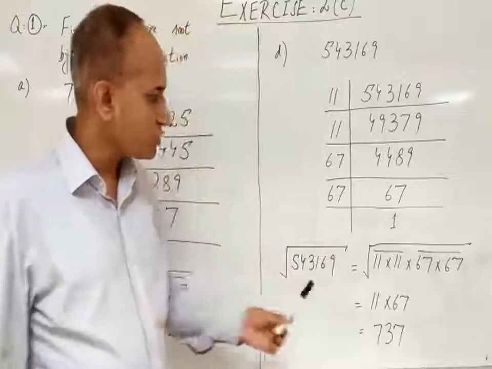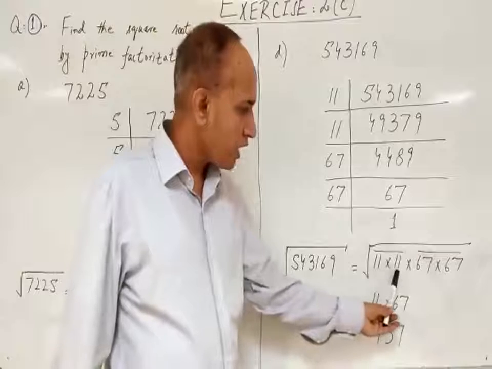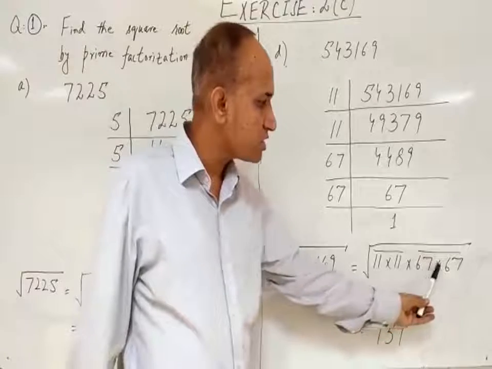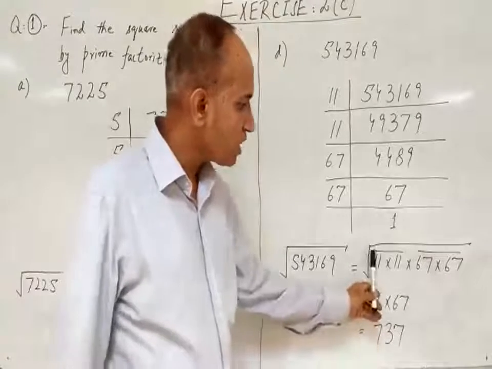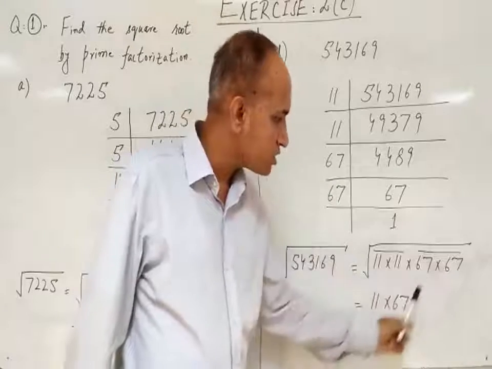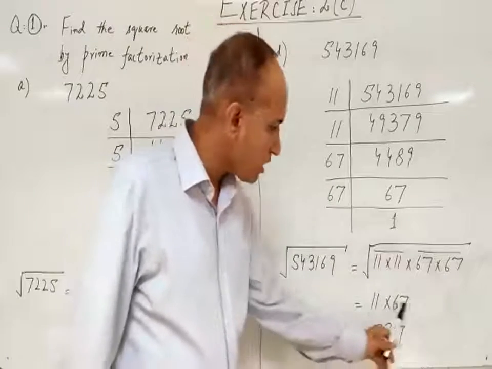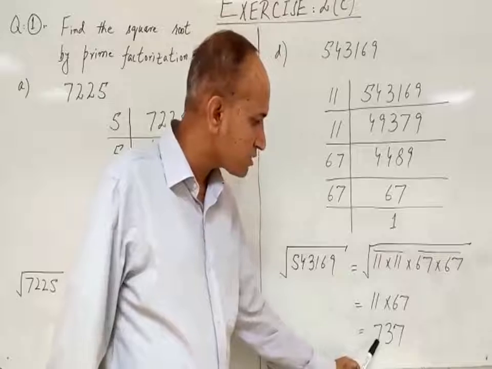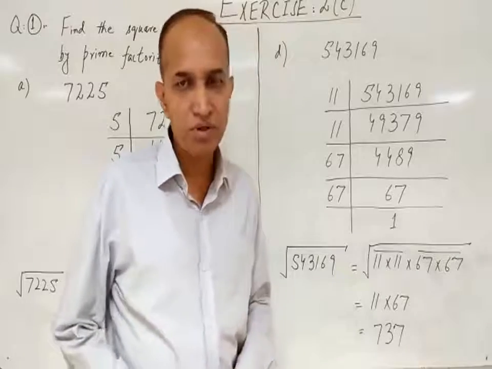So we have two pairs of numbers, 11 into 11 and 67 into 67. So we have 11 from here and 67 from here. So when we multiply these two numbers, we get the answer 737.